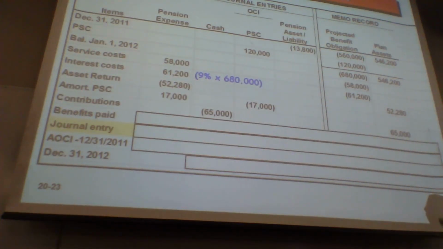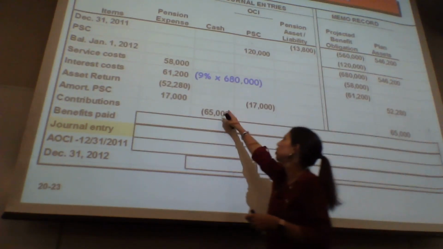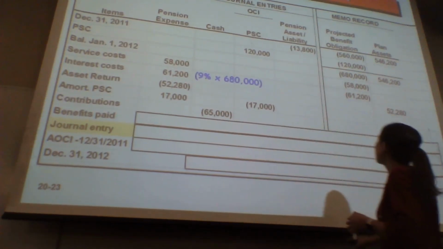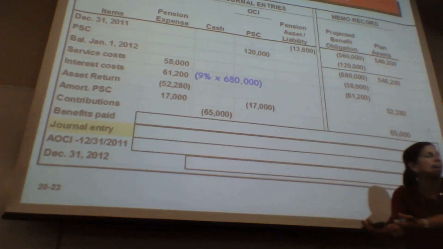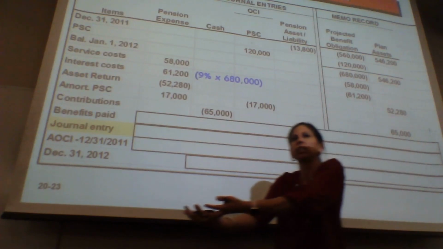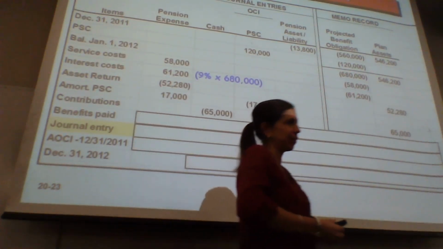That's right. We're going to reduce or credit our cash, so it's going to be shown here in parentheses, and we're going to increase our plan assets because we've handed over $65,000 to the third-party financial institution that's then going to invest in $65,000 worth of securities.